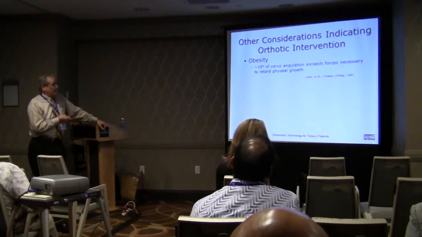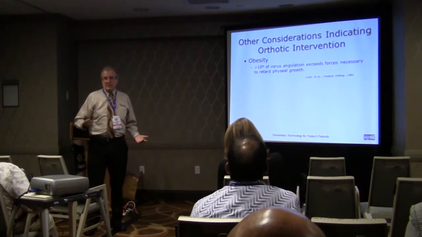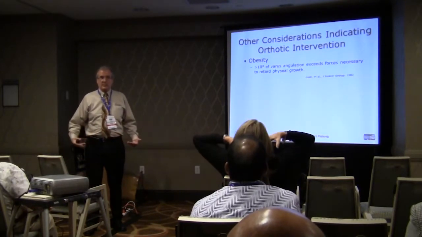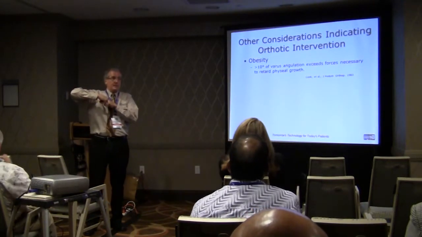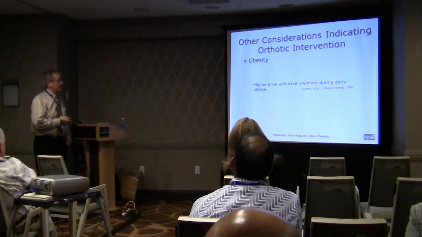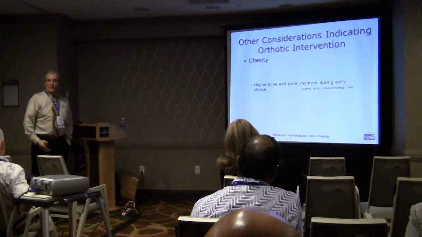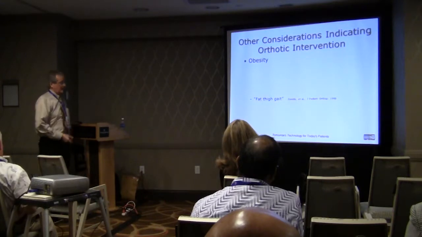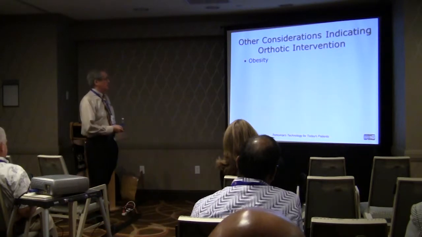This slide is actually specific to obesity. Some markers to look for when you have greater than 10 degrees of varus angulation that exceeds the forces necessary for physeal growth. So basically what that's saying is you have the added weight, you have the deformity that's beyond 10 degrees. It puts so much force, the Heuter-Volkmann principle, on the growth plate that it stunts the actual growth of the growth plate, and allows the lateral compartment to grow properly. There's a higher knee adduction moment during early stance, meaning there's a varus moment that's going on. A fat thigh gait, where there's just so much soft tissue between the legs that the patients have to actually walk in a bow leg position.